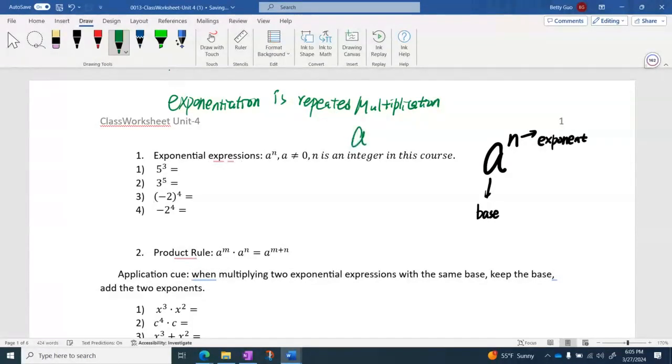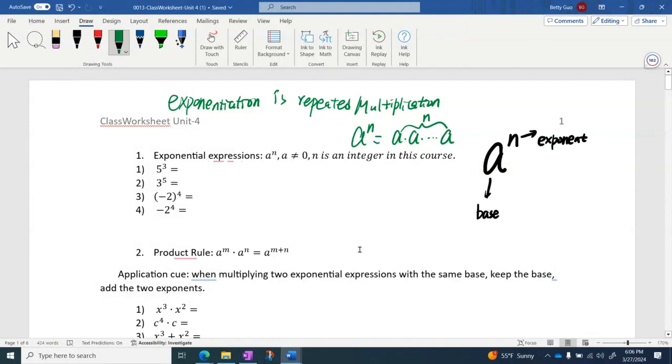A to the power of n. This exponential expression refers to a repeated multiplication. In the multiplication, we use the base a repeatedly as a factor. How many times? The number of times we use the base a as the factor is the exponent, in this case n. So a to the power of n is the same as multiplying n a's together. So that's the definition of exponential expression.